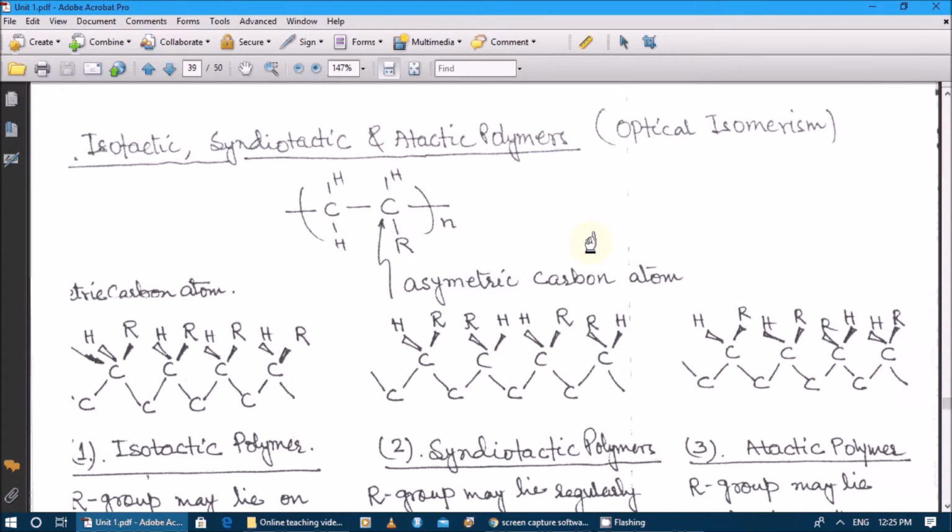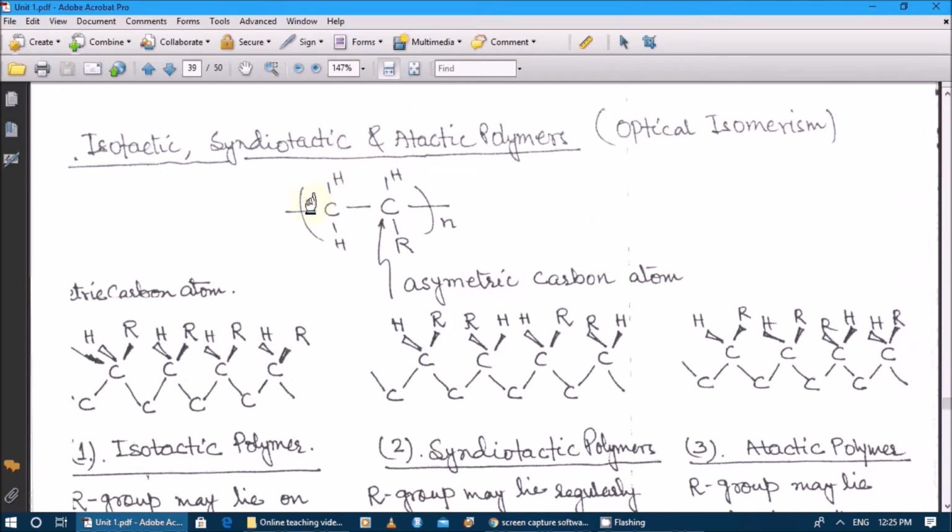Now, another structural classification of the polymer is based upon optical isomerism. Based upon optical isomerism, there are three types of polymer. One is isotactic, second is syndiotactic, and third is atactic.